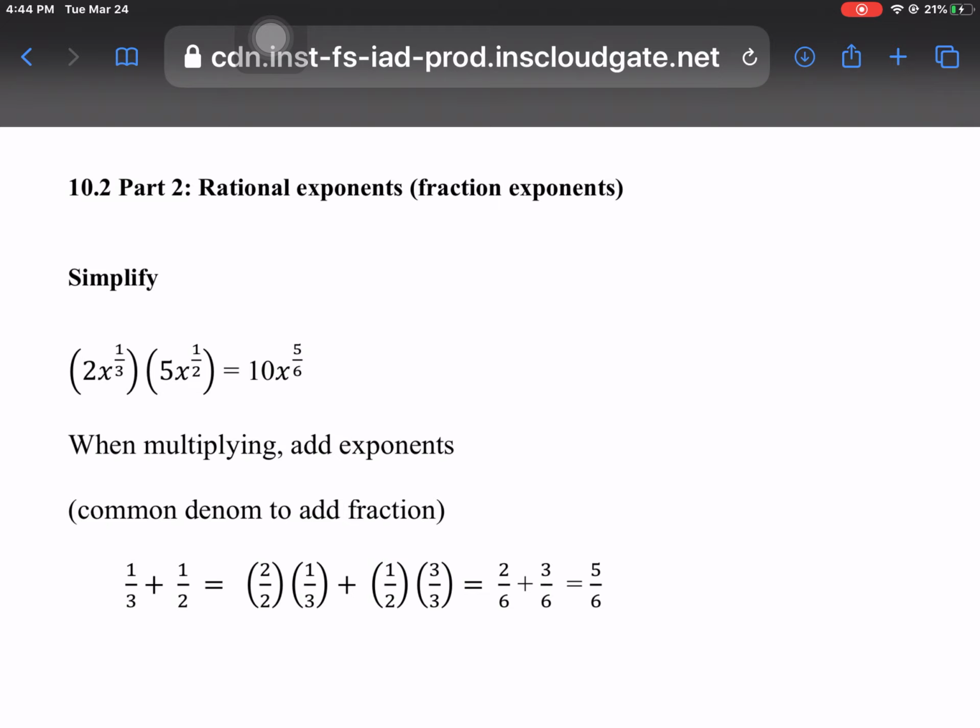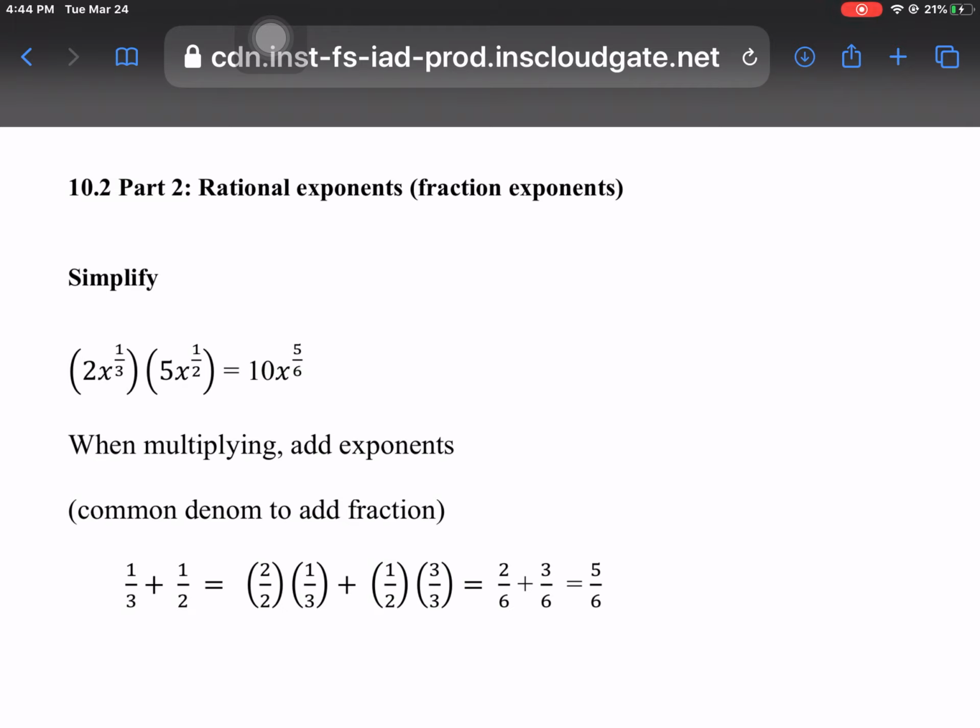For the right part, 1 over 2 times 3 over 3. We multiply straight across. 1 times 3 is 3. 2 times 3 is 6. So we get 2 over 6 plus 3 over 6 is 5 over 6. So that becomes the exponent for the x. That's the power that goes on x. So 10x to the 5 over 6 is our final answer.